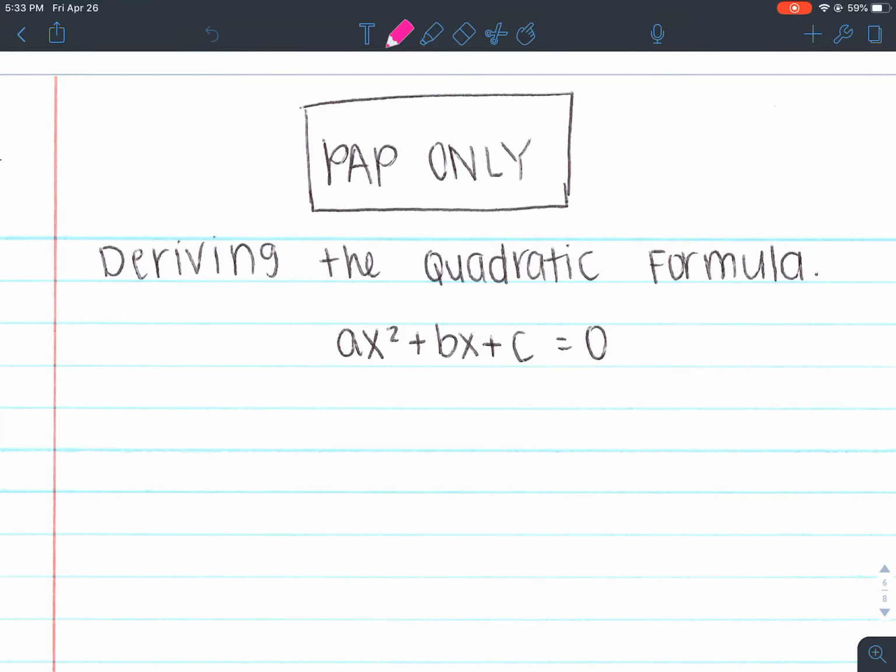Welcome back to the second part of solving using the quadratic formula. This is the pre-AP section for deriving the quadratic formula.